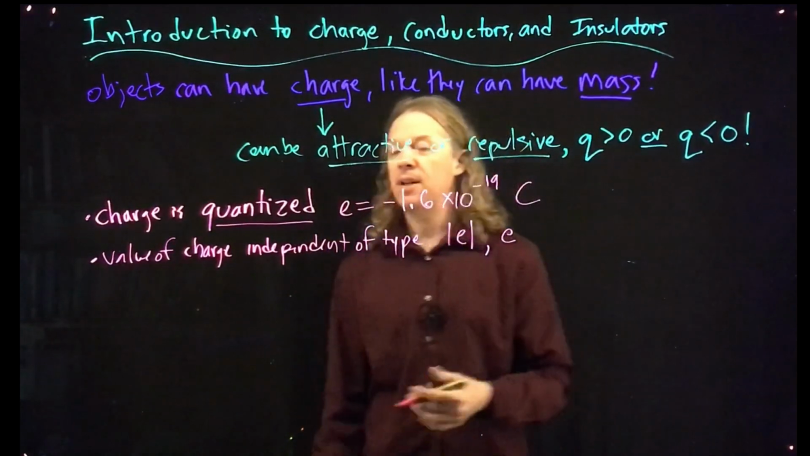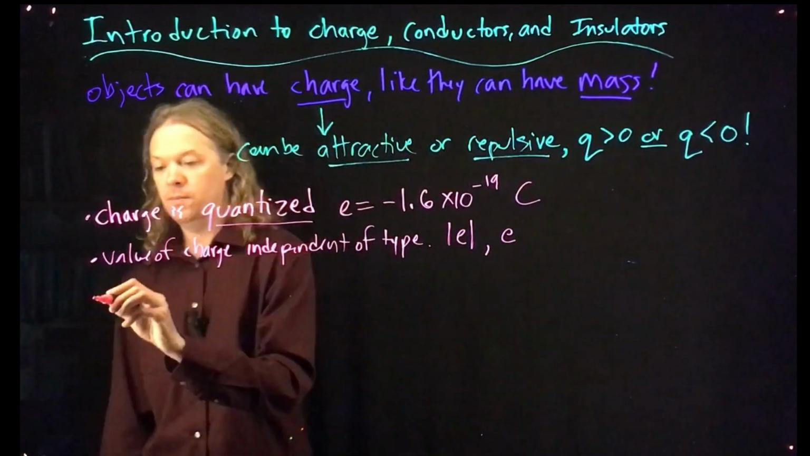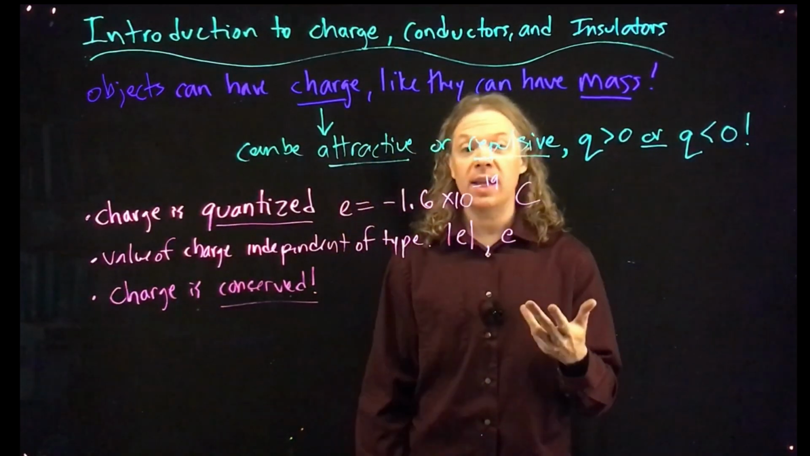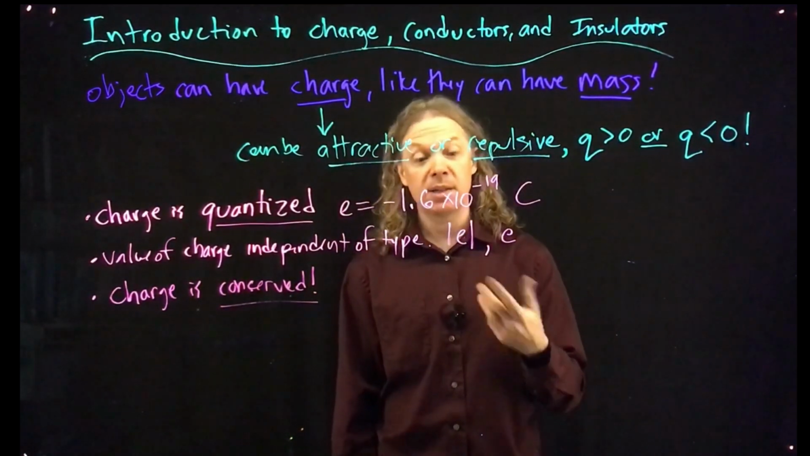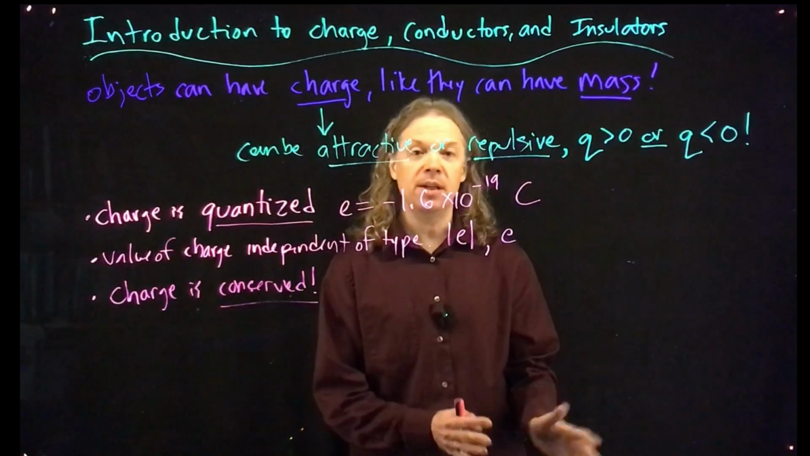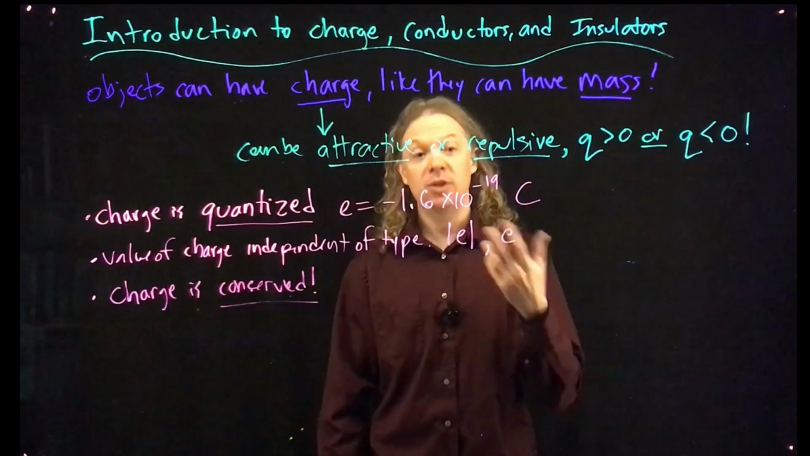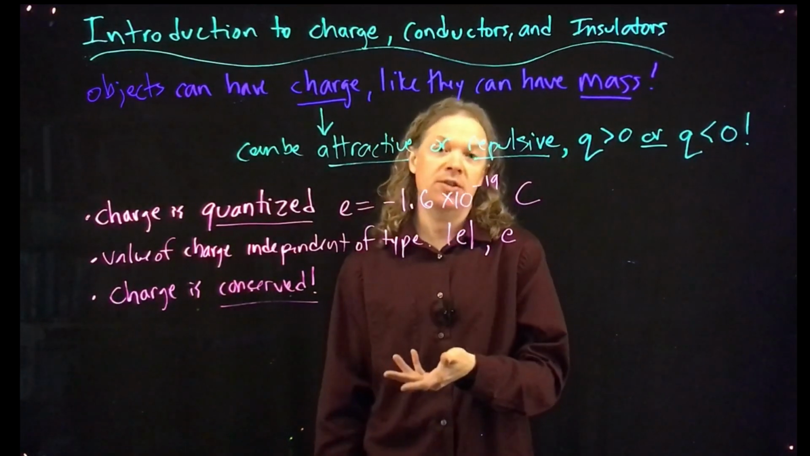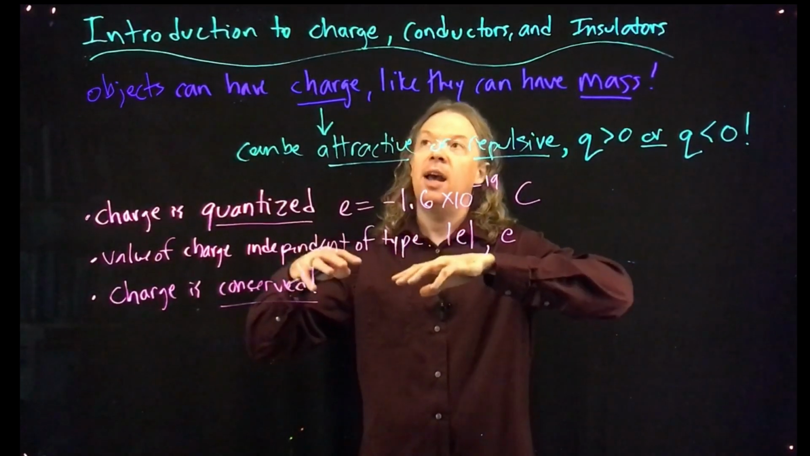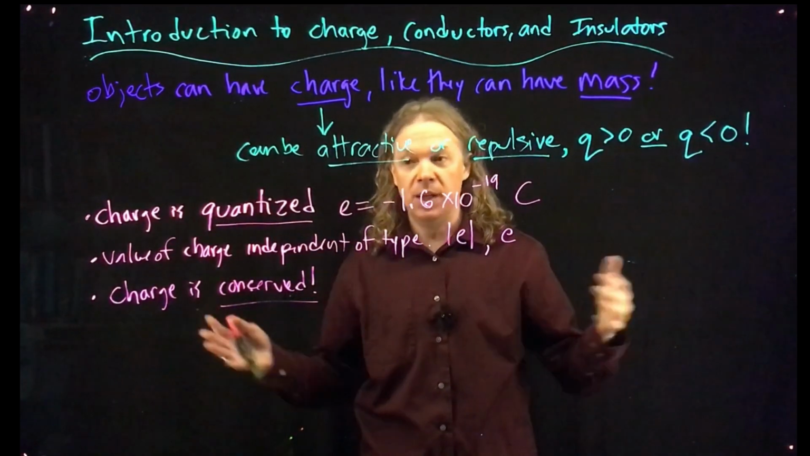And the last thing we have is that charge is conserved. Charge is conserved in the same way that we learned last semester that energy and momentum are conserved. Whatever the initial amount of charge that the system has, that is the amount of charge at the end. Now, just like for energy and momentum, there are conditions on that, right? The system has to be closed. There isn't any other excess charge around that is being added to the system.